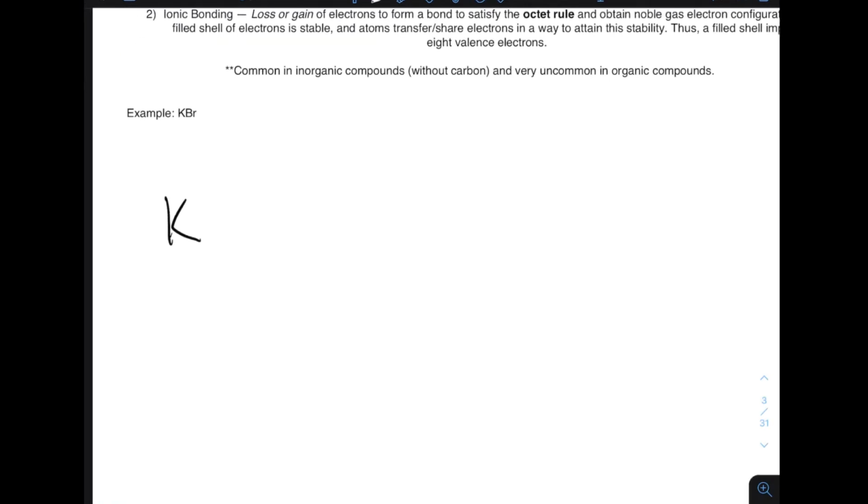So let's take a look at potassium bromide here. Right, so in their so-called neutral form, potassium just has that 1 valence electron, and bromine has 7. So the way the ionic bonding will work is the potassium atom will share its electron to bromine in order to attain that electron configuration of a noble gas. So potassium will transfer, not share, I misspoke. Potassium will transfer the electron to bromine, right?